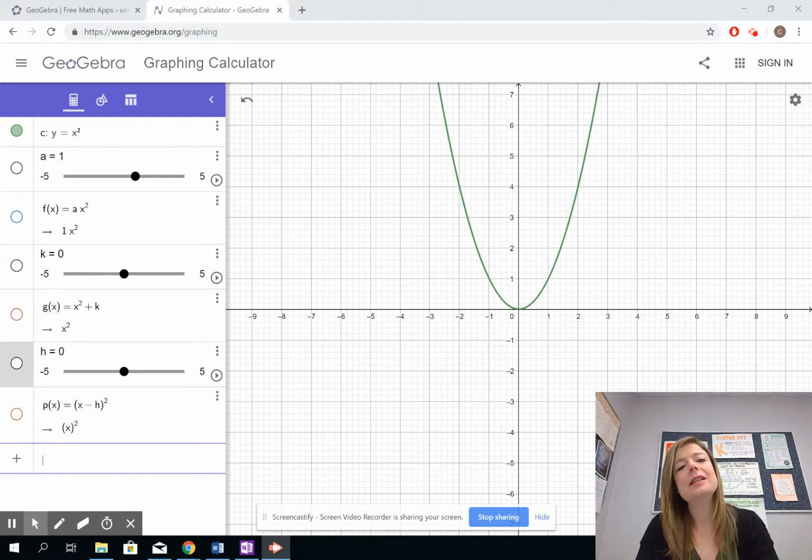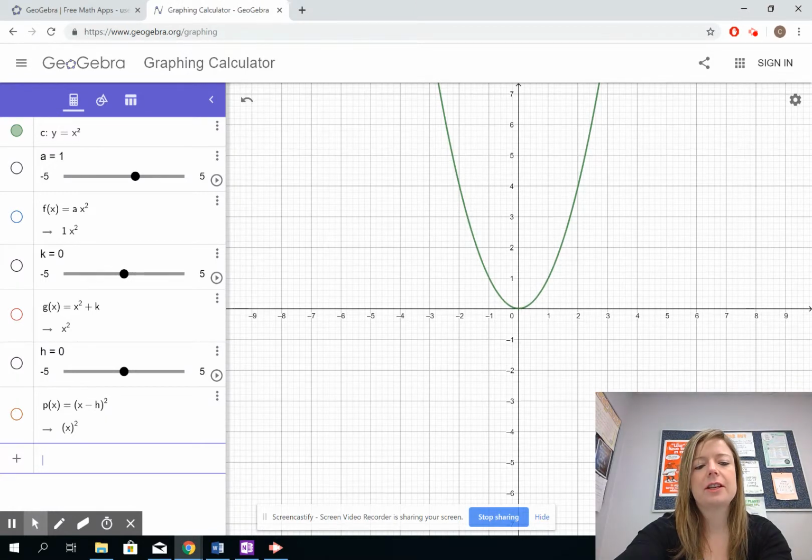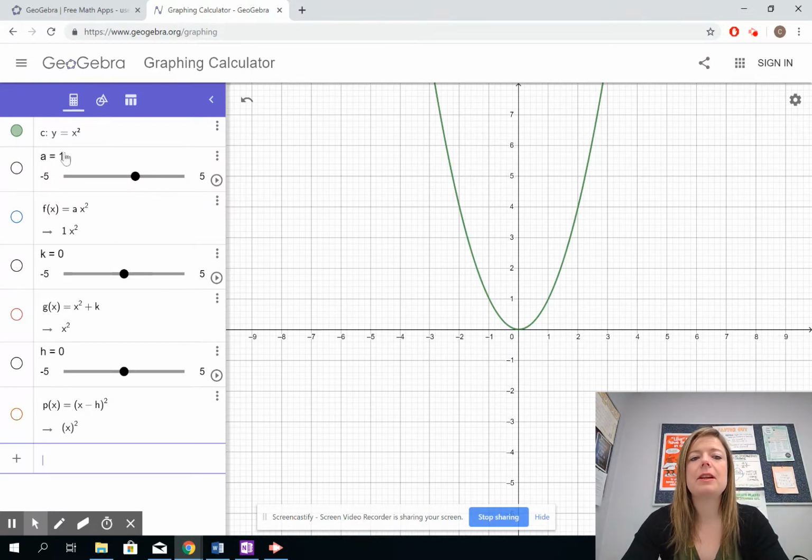Hello, today we are going to be learning about transformations of quadratic functions, okay? Transformations occur when we put other numbers with our x squared. So instead of just having y equals x squared, which we have here, we start having things like 2x squared or 3x squared or 5x plus 1.